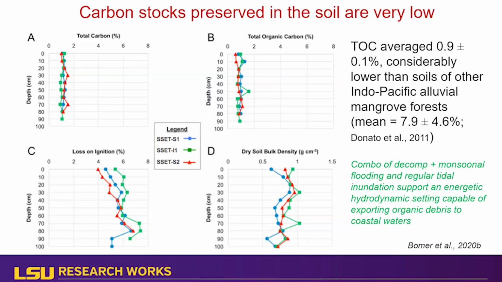In fact, they're much lower than the average for the Indo-Pacific region, which is usually about 7%. This was all less than 1% here. So one of the things that Jeff had mentioned in his paper is that he really thinks it's a combination of both this lowering of the groundwater table, but also that there could be an export of this carbon that's happening during the monsoon season, where there's so much tidal inundation and it could be flushing at least some of the leaf litter out through that area.